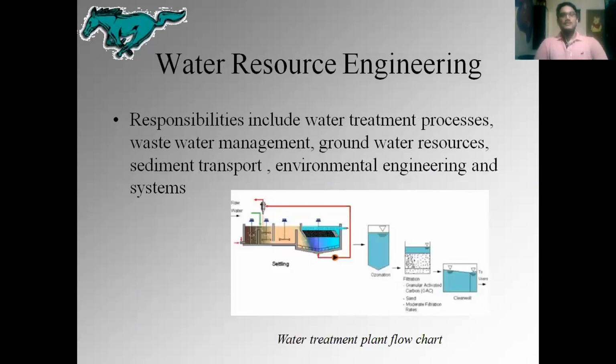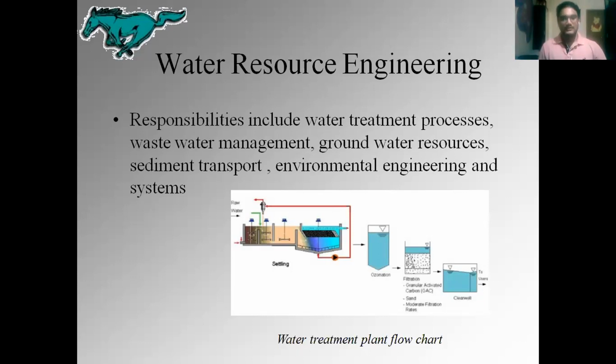And coming to water resources engineering, the responsibilities include the water treatment process, wastewater management, and how you can better utilize water resources in terms of groundwater resources, groundwater stabilization, sediment transport. Again, environmental engineering is also a part of water resource engineering. Here, apart from these general topics, irrigation systems and irrigation structures also come under water resource engineering.